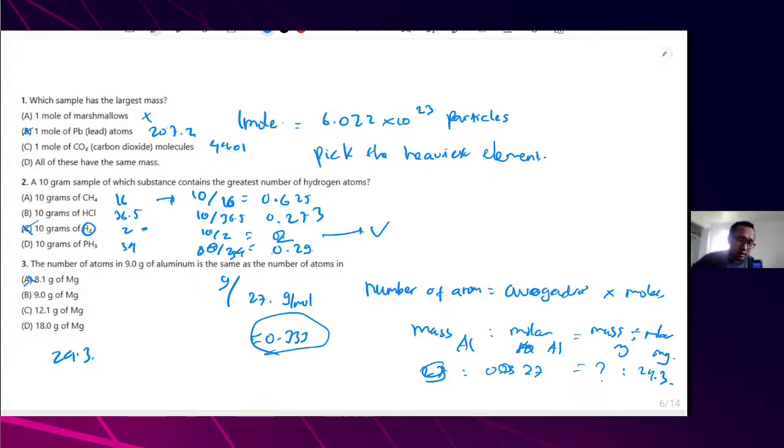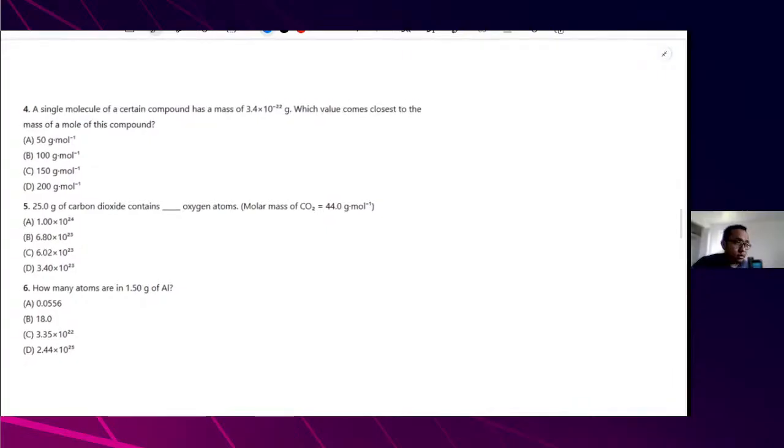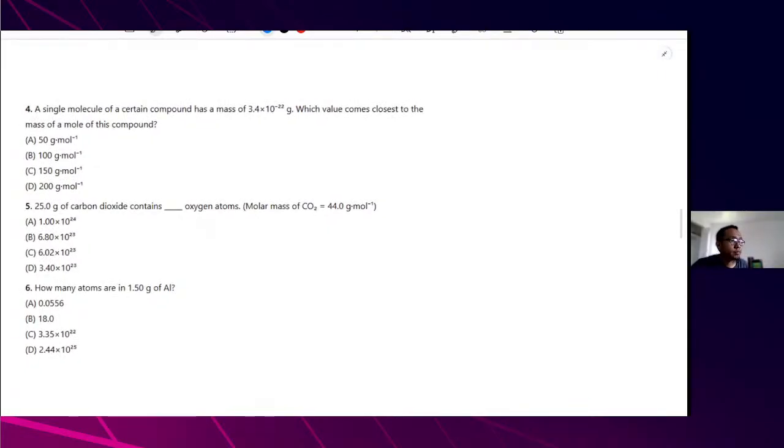Okay, and then let's move on to another question again. So now a single molecule of a certain compound has a given mass. Which value comes closest to the mass of a mole of this compound? So you are told how much one molecule weighs. Now we are asked how much 6.02 times 10 to the 23 molecules weigh.